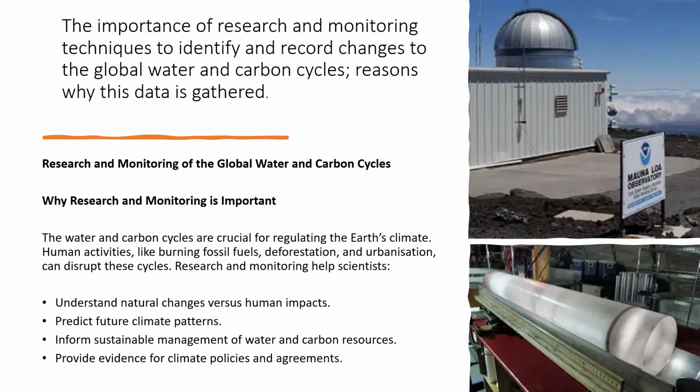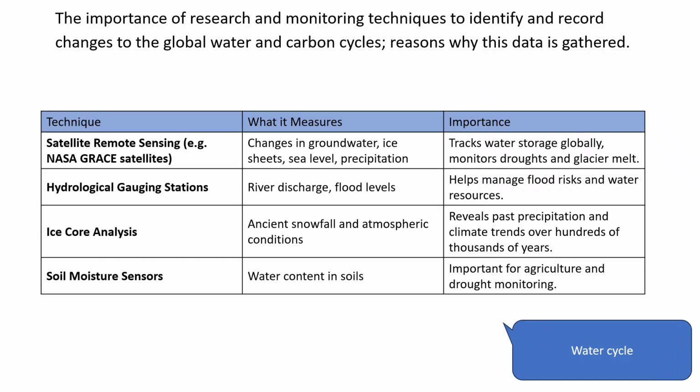We need to find out how much carbon there is, where it is stored, where it could be stored, how it is moving between one store and another, and the same for the water cycle. We need to monitor it, we need to research it so it can influence our governments and some of the policies and agreements that they come up with. So here we have for the water cycle a few key things that are done.